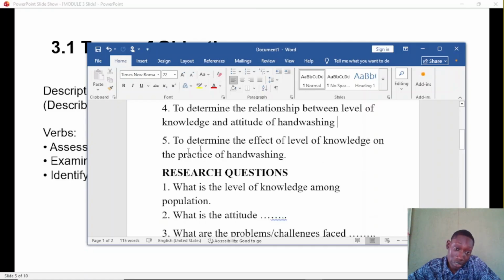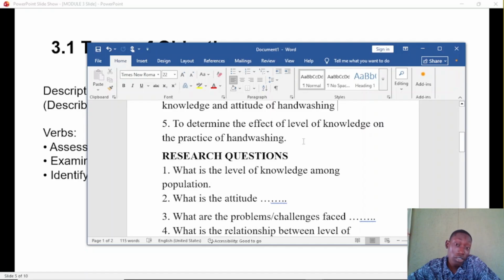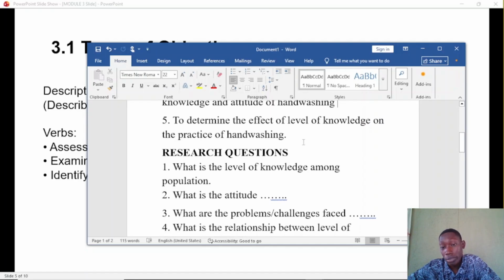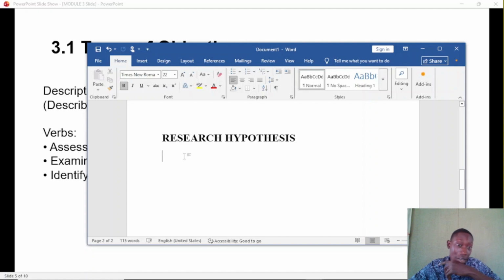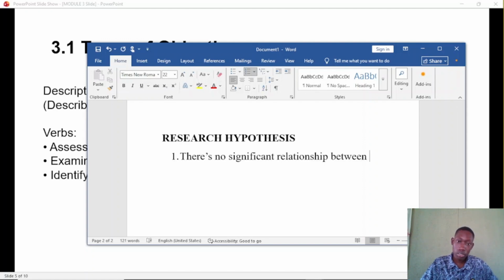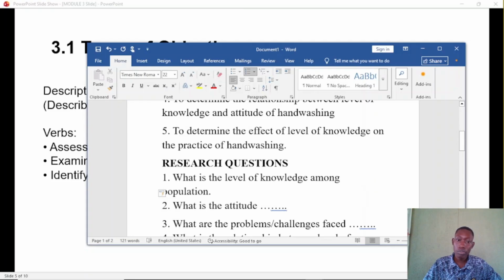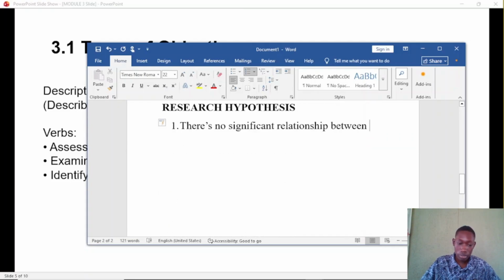Yeah. The second one, to determine the effect of knowledge on the practice of hand washing. This one too can be turned to a hypothesis. It will just be that your null hypothesis will be there is no significant effect of knowledge, or there's no significant effect of the level of knowledge of nursing students on their practice of hand washing, and that's that. Those will be the two research hypotheses you will have. First one will be there is no significant relationship between level of knowledge and attitude. Then you tell us among blah blah blah.